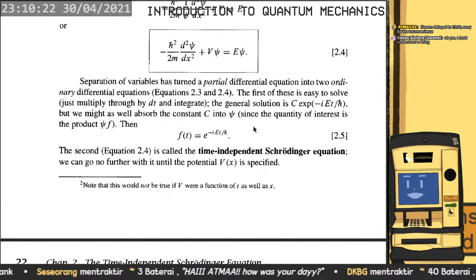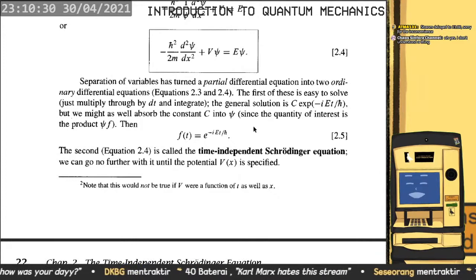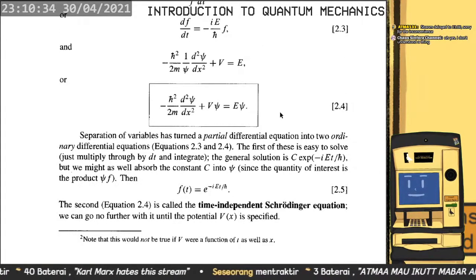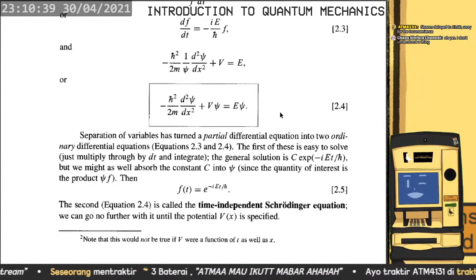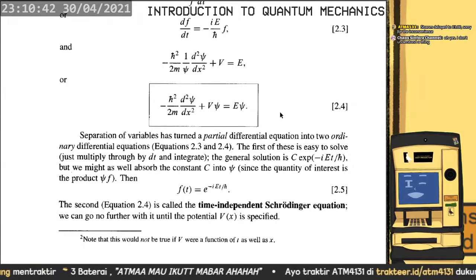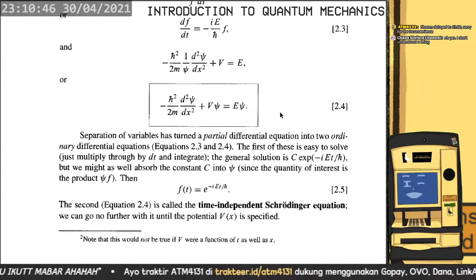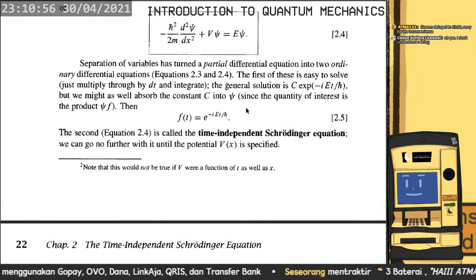Separation of variables has turned a partial differential equation into two ordinary differential equations, equations 2.3 and 2.4. The first of these is easy to solve: just multiply through by dt and integrate. The general solution is c exponent blah blah. But we might as well absorb the constant c into the other constant, since the quantity of interest is the product cf. Then f(t) equals exponent minus i blah blah.